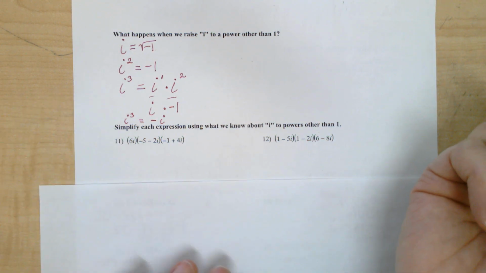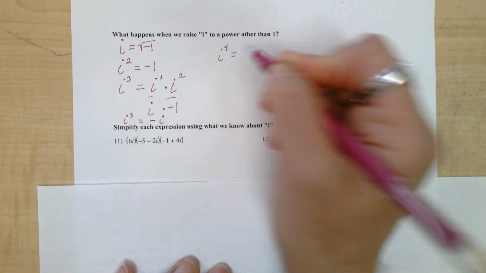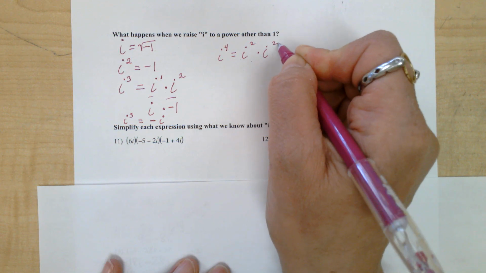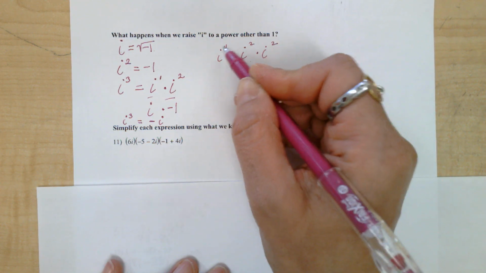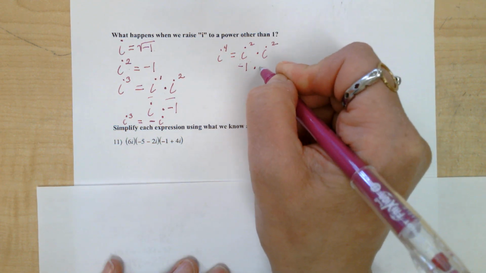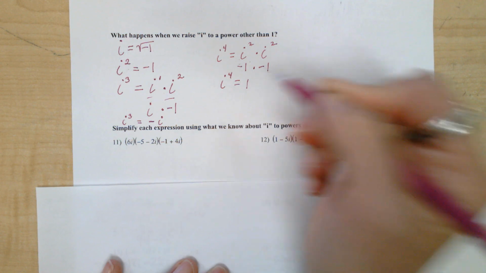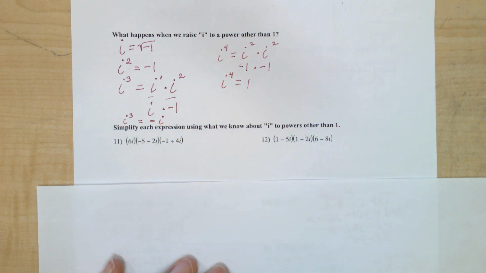Okay, all right, let's do i to the fourth. We can break this up. We can go i squared times i squared. Same bases, multiplying, 2 plus 2 is 4. And so we know what i squared is. i squared is negative 1, times negative 1. So i to the fourth is positive 1. We can keep going with this. We could do i to the fifth, i to the sixth, and so on and so forth.